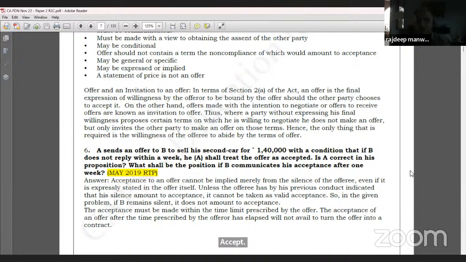Acceptance. So this is not that done. Okay, what is the next line which you read, the second part? What shall be the position if B communicates his acceptance after 1 week? It's okay. It is acceptance. Correct or no? No problem. Read the answer for this.